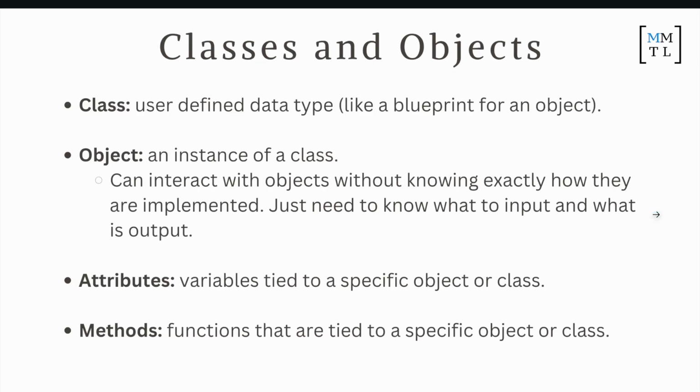So this is a more technical view of what classes and objects are. For some class, that's a user-defined type, so it's a blueprint. The object is an instance of that class, and attributes are the variables that are tied to that object, where the methods are functions that are tied to that specific object or class. So they must be called along with one of those objects.